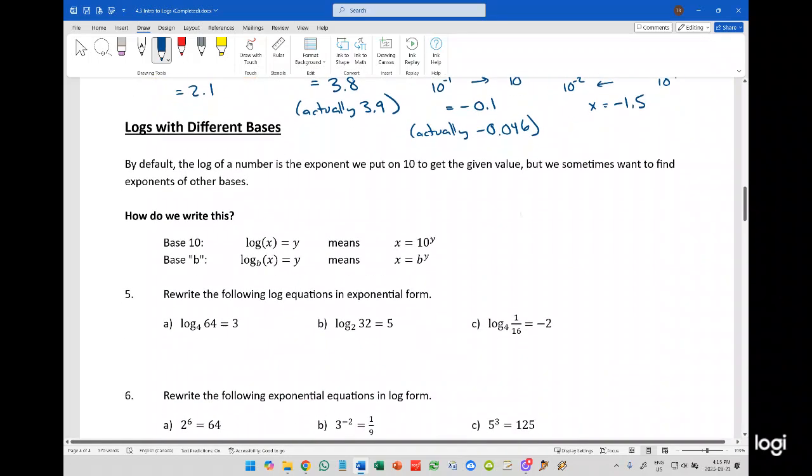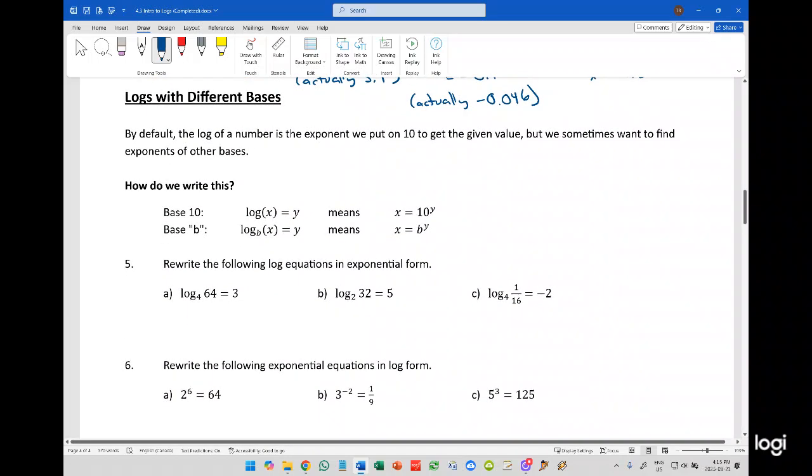Okay, the next part here is what happens if we're dealing with bases that are not base 10. By default, the log button on our calculator always tells you what exponent to put on a 10 for the number you put in. But sometimes we don't want that. Sometimes we want to know what exponent to put on a 3. And our calculator doesn't have a button for log base 3. So we're going to basically switch it around a little bit.